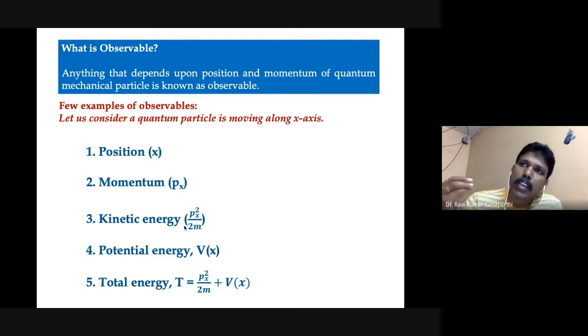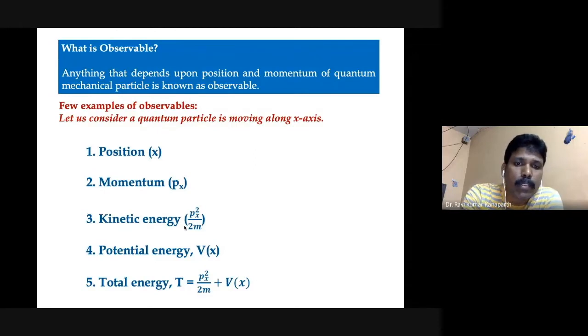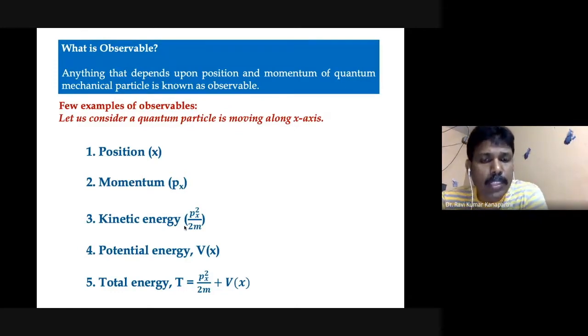Similarly, as it is moving, it will have some momentum, because it is a particle and therefore has a mass, and since it is moving there will be a non-zero momentum. The observer may be interested in observing the momentum of the particle. So momentum can be called another observable. Similarly, the kinetic energy, which is represented by px square by 2m. Please note that I am writing px because my particle is only moving in the x direction.